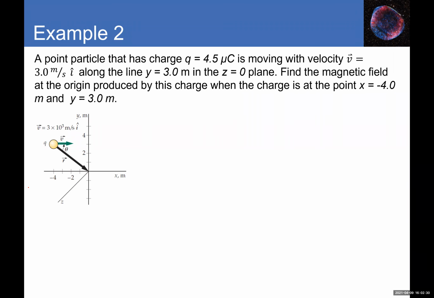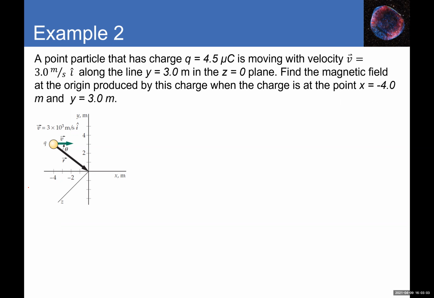Here's one more example, a slightly different approach. You have a point charge particle with charge Q equals 4.5 microcoulomb, moving with a velocity of 3 meters per second I hat along the line Y equals 3 meters in the Z equals 0 plane. Very similar problem. Find the magnetic field at the origin produced by this charge when the charge is at X equals negative 4 meters and Y equals 3 meters.